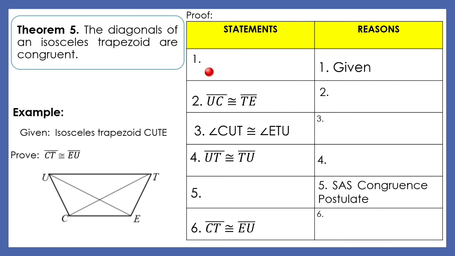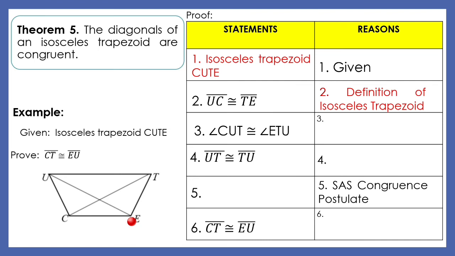So, for our statement number 1, we will copy the given isosceles trapezoid CUTE. Okay, so ang nakalagay na reason dyan is given. For statement number 2, line segment UC is congruent to line segment TE. So this is our line segment UC. Congruent siya sa line segment TE by the definition of isosceles trapezoid. Ang isosceles trapezoid ay trapezoid na mayroong congruent legs.